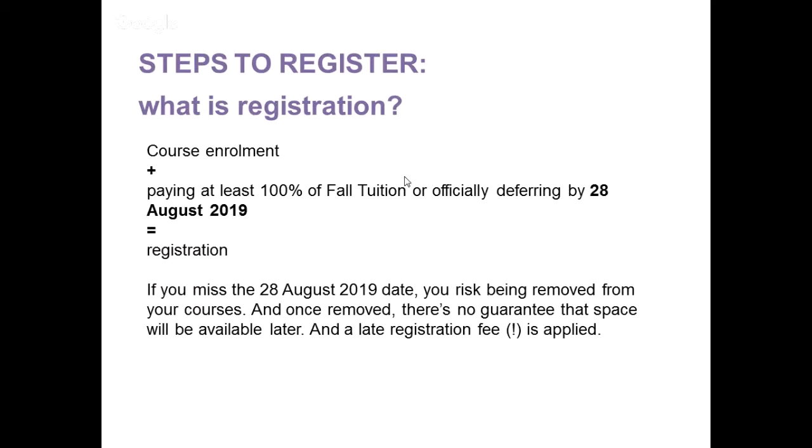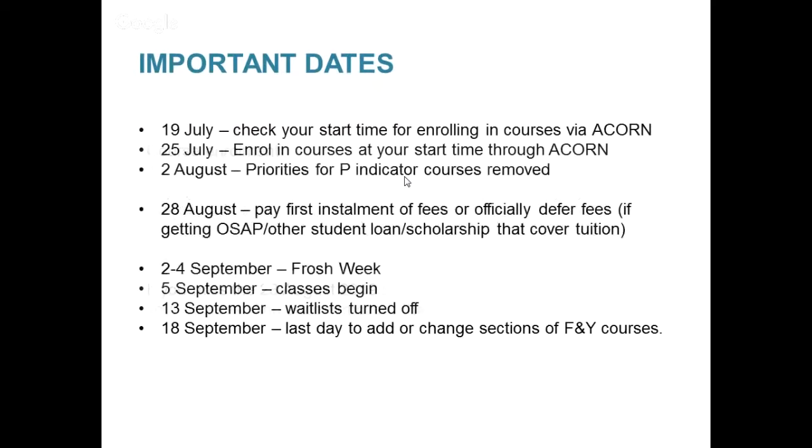And then you have to start over again and your chances of getting them are really terrible. So just remember, arrange for payment of your courses by the 28th of August. Okay. Then classes start on the 5th. Oh, remember I said the wait lists get turned off? They get turned off on the 13th of September. So then it's a free-for-all between the 13th and the 18th.